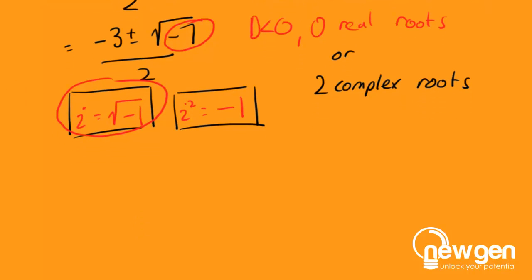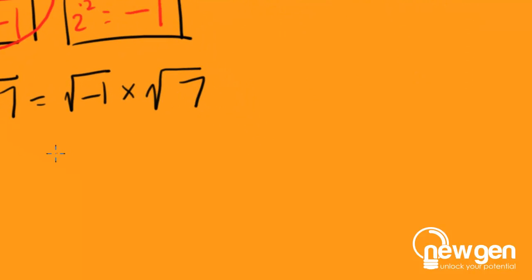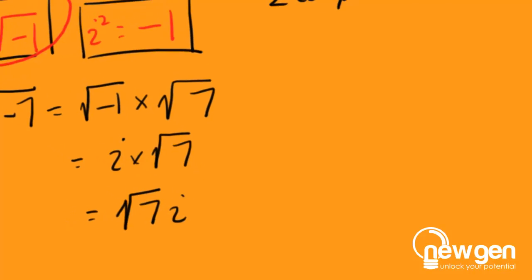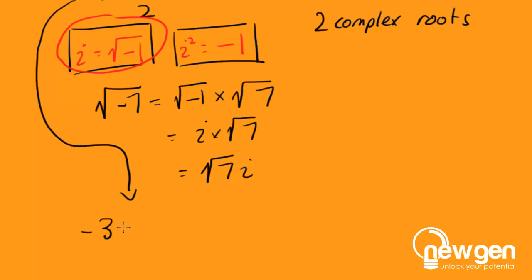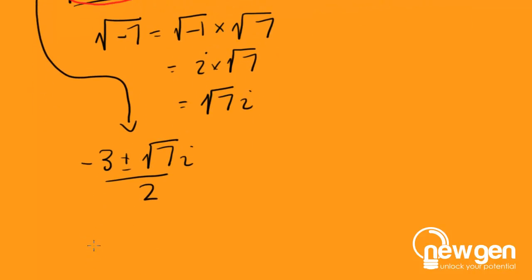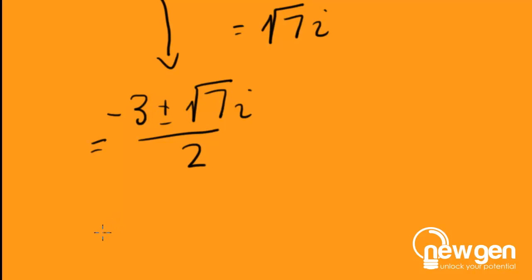So how do we express the square root of negative 7? We rewrite the square root of negative 7 as the square root of negative 1 times the square root of 7, which gives us i times the square root of 7, because the square root of negative 1 is equal to i, and we rewrite that as root 7 i. So from above, our answer now is minus 3 plus minus root 7 i on 2.